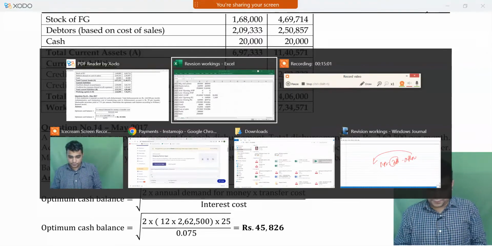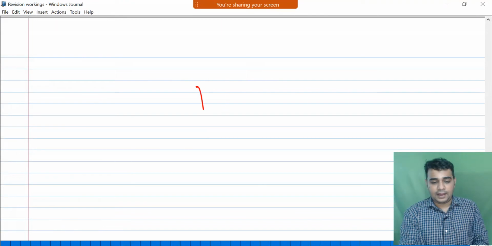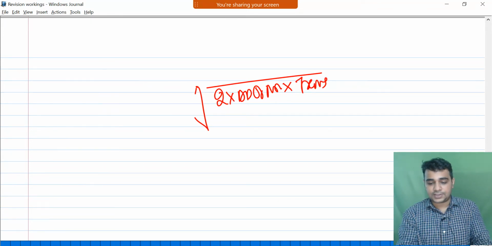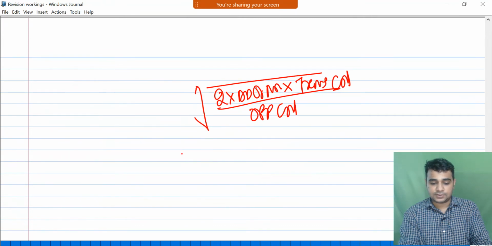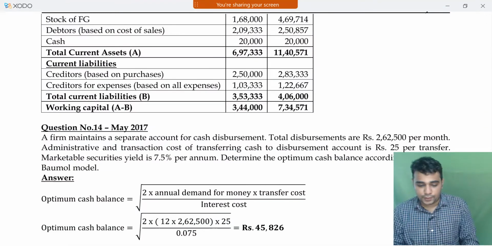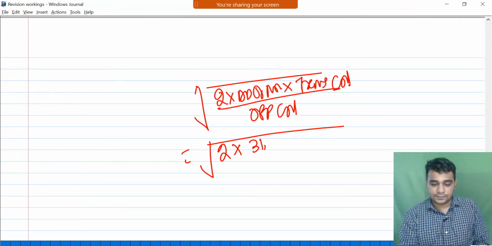So square root of 2 into annual demand of money into ordering cost, called transaction cost, divided by opportunity cost or carrying cost. 2 into annual demand of money, which is 262,500 into 12. How much? 262,500 into 12 is 31 lakh 50,000. Transaction cost is 25.